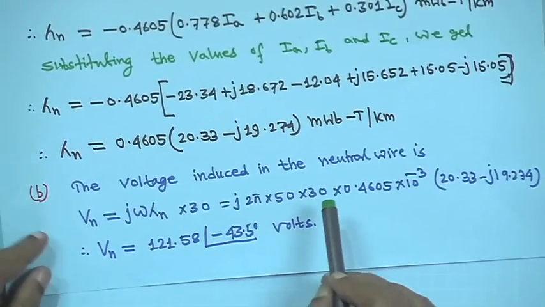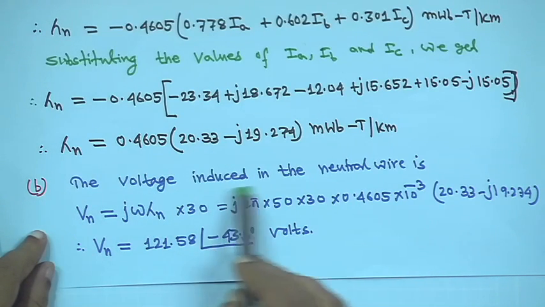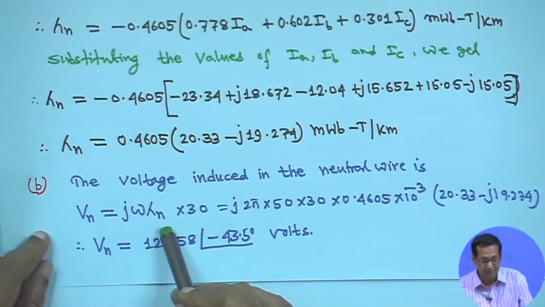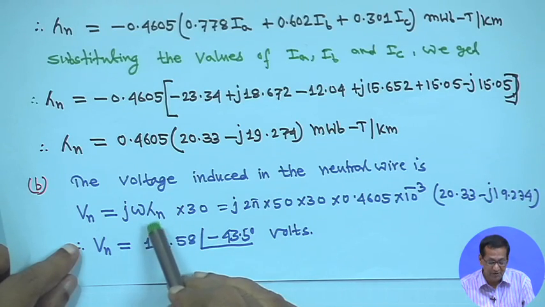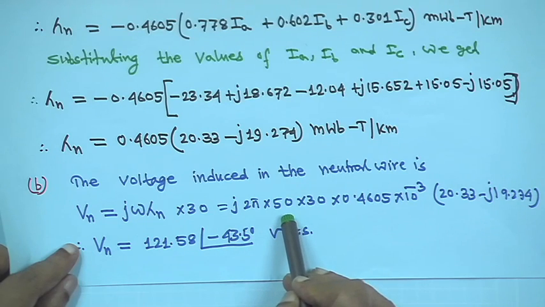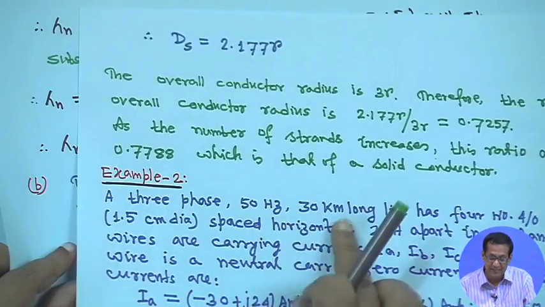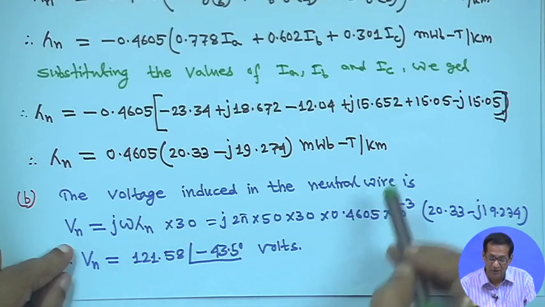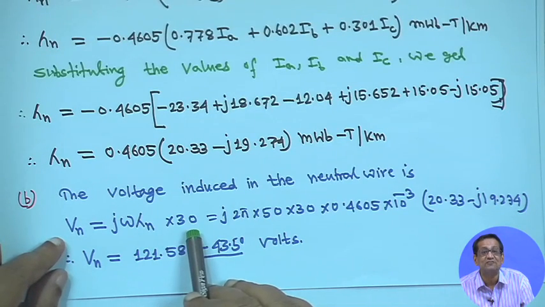Now, the second part: part B is the voltage induced in the neutral wire. VN is equal to j omega into lambda N, into 30, because the length of the wire is given as 30 kilometer. So it is j omega lambda N into 30. Assuming a 50 Hertz system, as written there, a 3 phase 50 Hertz 30 kilometer long line, we multiply with 30 because the flux linkage is given per kilometer and we want the answer in volts.